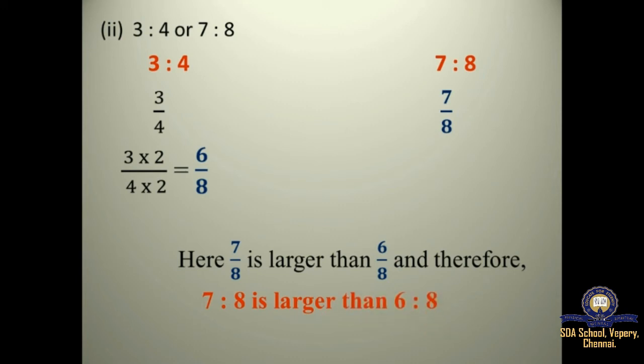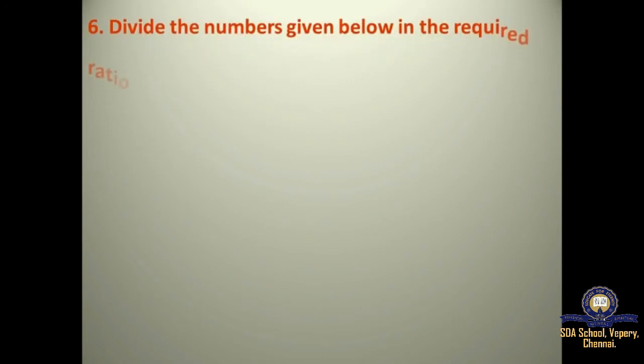Got it, students? Now I'll move to the sixth sum, that is divide the numbers given below in the required ratio. Okay, so what is the question? You are going to divide the numbers given below in the required ratio.